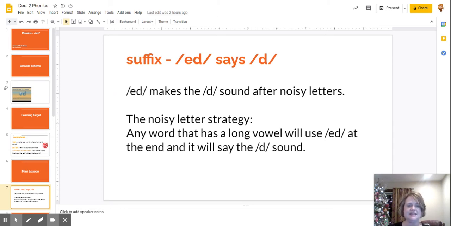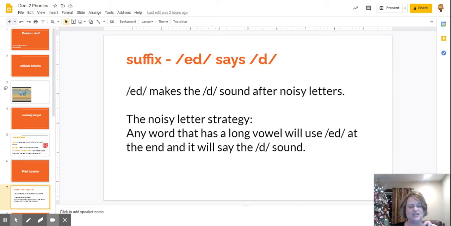Ed makes the D sound after noisy letters. And I know you're thinking, Mrs. Steck, what is a noisy letter? Well, I've heard noisy kids, but I haven't heard of noisy letters. But let me give you a little hint. Now, of course, there is always an exception to every rule. Everything that I've taught you, there is an exception, but this strategy will help you most of the time.